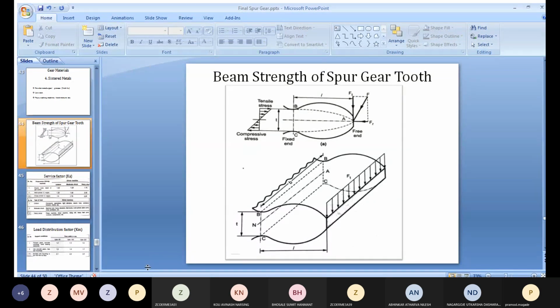Notations also I'm going to tell you. Small t is the thickness, small b the base width, small l the length of tooth, Ft the tangential force, Fr the radial force, and capital F the resultant force. So all the forces which are included in the spur gear design are mentioned on a tooth, and then we proceed for the design.